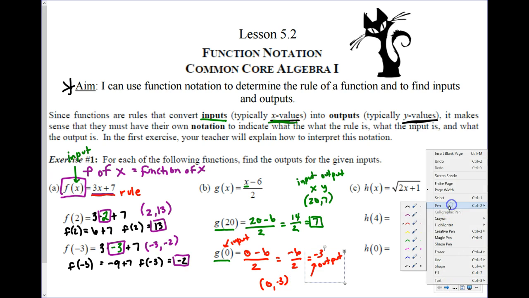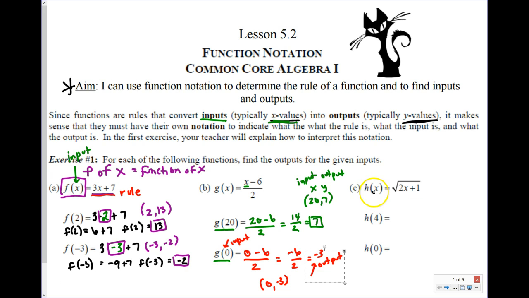Finally, letter C, h of x. Now, I will make a point here: do you see how this is an h, this is a g, and our first one was an f? That's just basically giving a letter to the function. We're going to call this function g, we're going to call this function h. f, g, and h are the most common. Sometimes you'll see other letters. It's just giving you a way to talk about the function. It doesn't necessarily mean anything different because they use different letters.